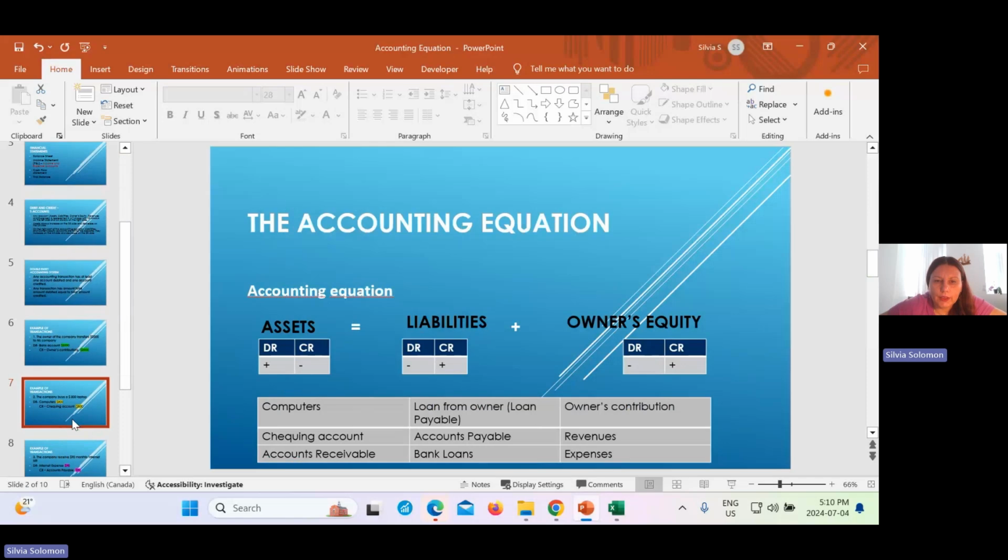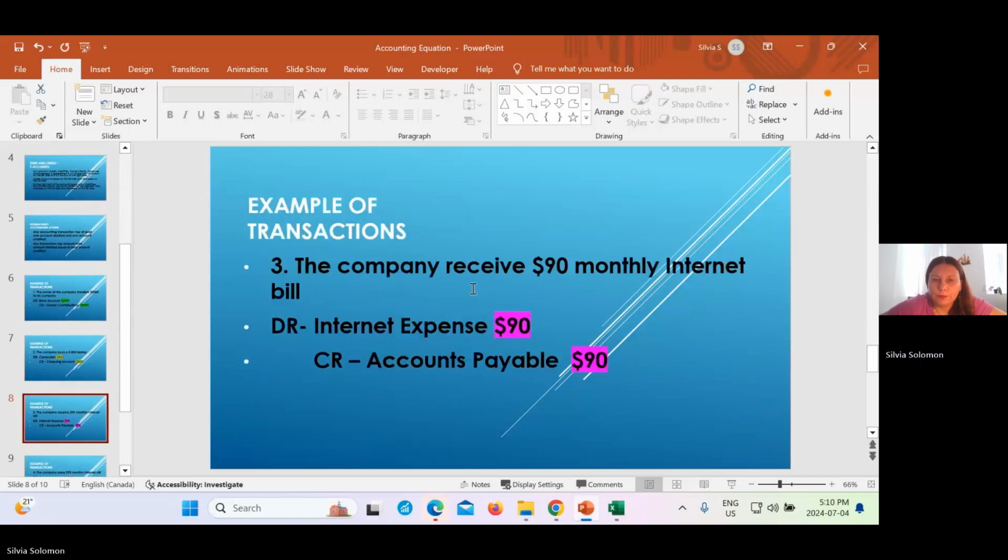Then the next example is the company received a $90 monthly internet bill. Remember, they receive the bill, they didn't pay it yet. Okay, so the internet expense is $90. Okay, so we have a debit. So this is an expense for the company.